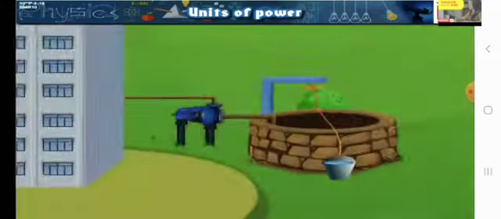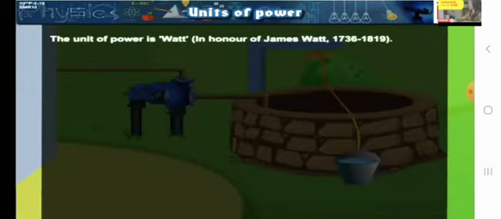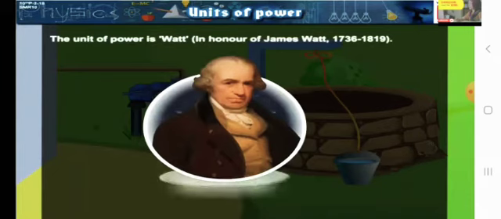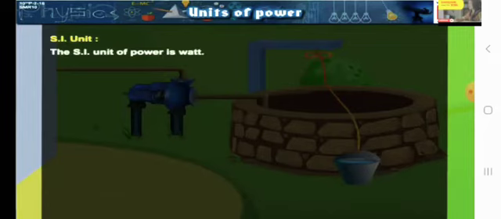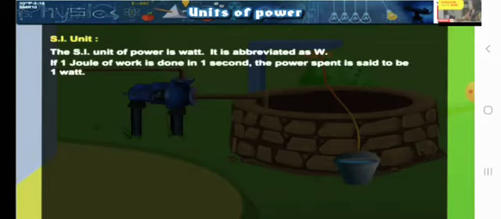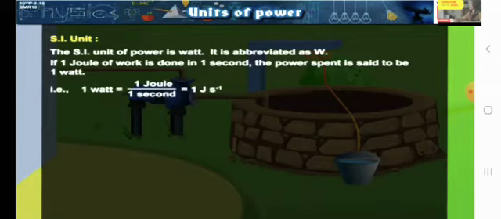Units of power. The unit of power is watt. This is in honor of James Watt, 1736 to 1819. SI unit: the SI unit of power is watt. It is abbreviated as capital W. If 1 joule of work is done in 1 second, the power spent is said to be 1 watt. That is, 1 watt is equal to 1 joule per second.